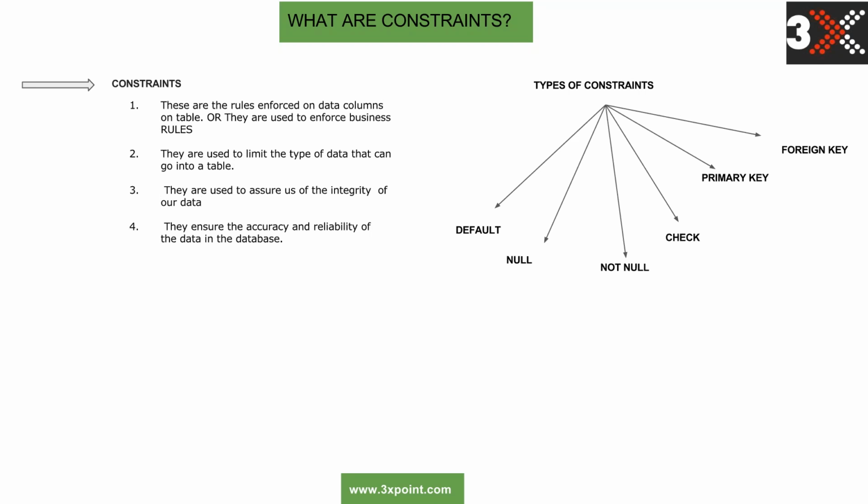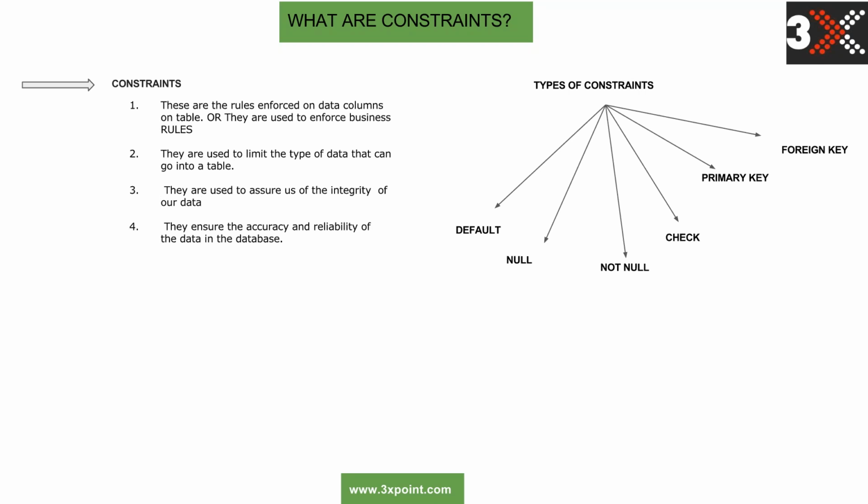Okay, so there are rules. Number 2 says they are used to limit the type of data that can go into a table. We're still talking about the same thing. It's just that we're looking at it from different angles. So if we say it limits the type of data that can go into a table, we're still saying we enforce some kind of rules that enables it to do this. Number 3 says they are used to assure us of the integrity of our data. Same thing we're still talking about. Number 4 says they ensure the accuracy and reliability of the data in the database. So all these things are still the same thing that I've been saying. It's just that you need to understand all the different angles to which constraints are used.